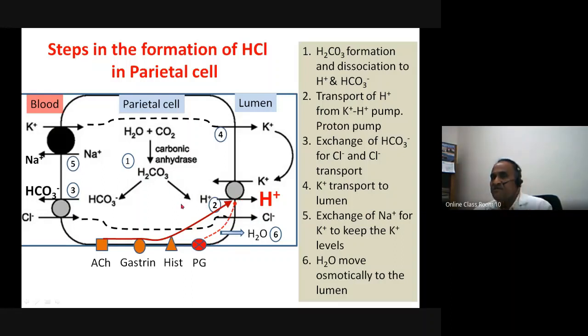Okay, so with this brief idea about the various steps involved in the formation of H ion, I just want to summarize. One, there is a formation of carbonic acid from carbon dioxide. Carbonic acid dissociates into hydrogen ion and HCO3. Hydrogen ion is pumped through the proton pumps. Then the bicarbonate is exchanged for a chloride ion. Then the sodium potassium ATPase pumps the potassium inside, and that is pumped back into the lumen in exchange with the proton pump, and the water moves in by osmotic activity. The acetylcholine, gastrin, and histamine are stimulatory to the proton pump. The prostaglandins are inhibitory to the proton pump. So these are the steps in the synthesis.